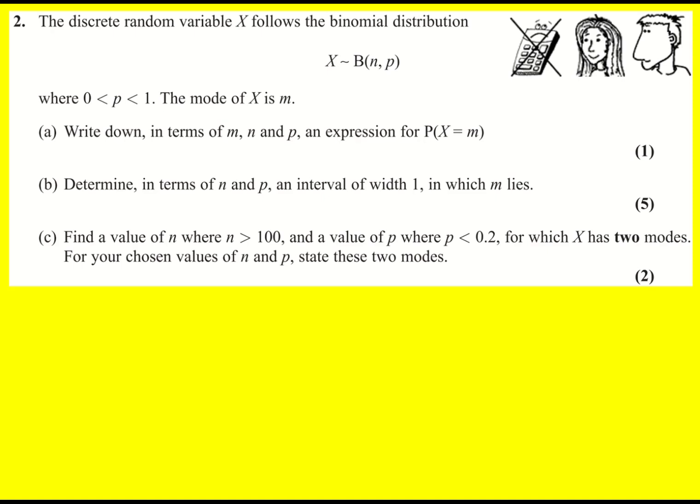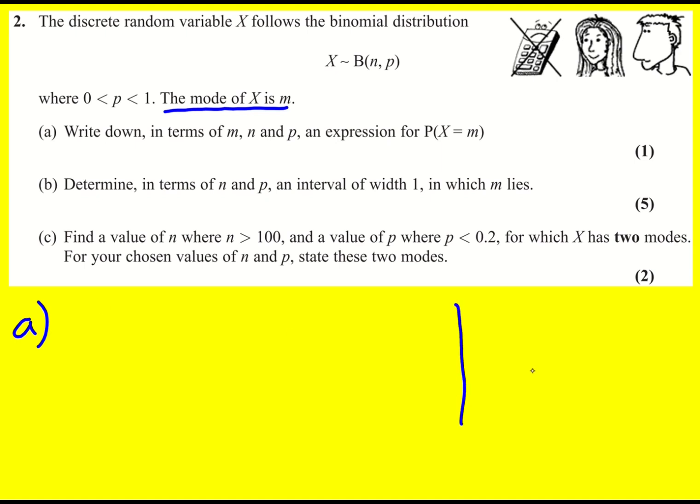We're given a random variable x and it follows a binomial distribution, n is the number of events, and p is the probability of success. p is between 0 and 1, and we're told the mode of x is m. So this is what makes this question a little bit different to your standard binomial questions. You never really talk about the mode dealing with a binomial distribution.